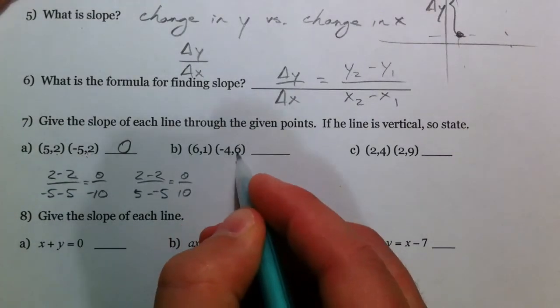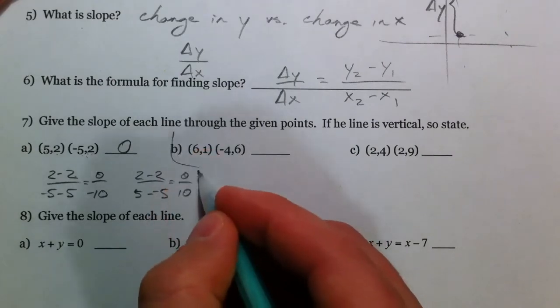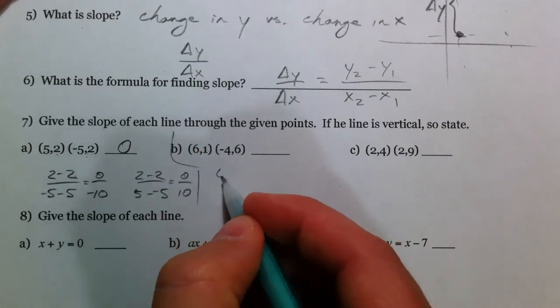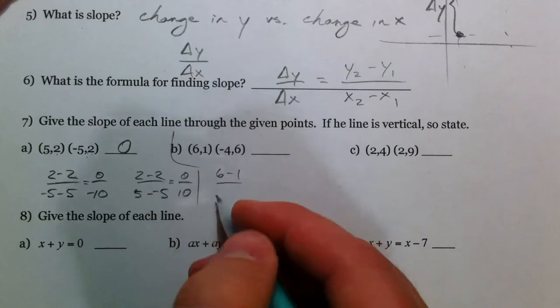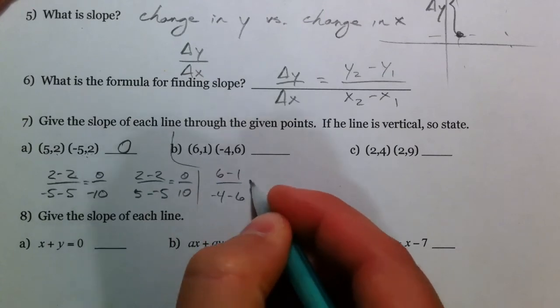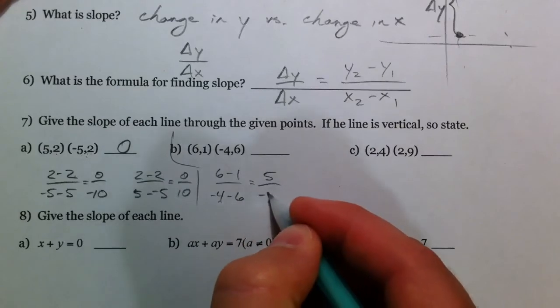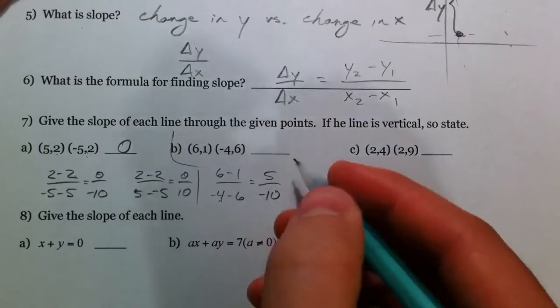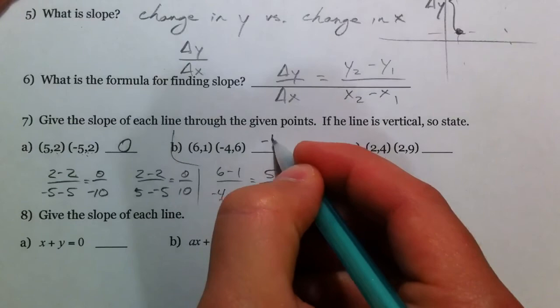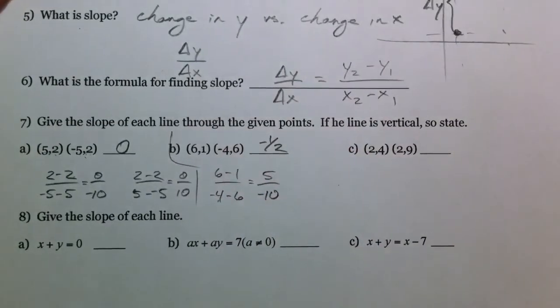But for the sake of what everybody's used to, we'll just do 6 minus 1, negative 4 minus 6. 6 minus 1 is 5, negative 4 minus 6 is negative 10. So let's reduce that to negative 1/2. Take the 5 out of top and bottom.